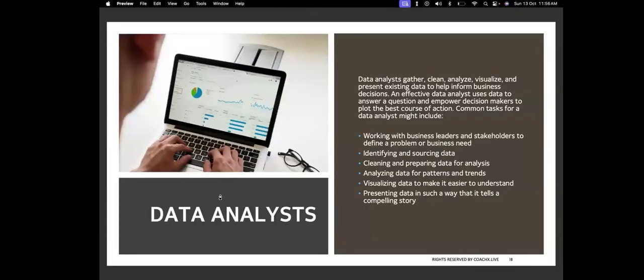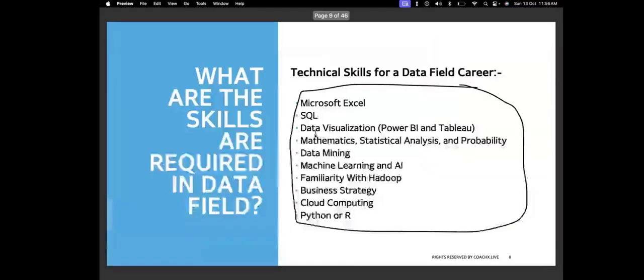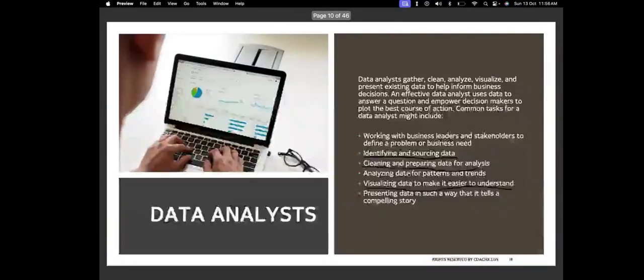So if you become a data analyst, I have already mentioned, if you get a job as a data analyst, your day-to-day activities will be completely working on data, identifying where the data came from, cleaning the data, the raw data that I showed you. You have to clean it. You have to analyze the pattern, create the dashboards, make it easy to understand. So these are going to be your tasks as a data analyst. For that, you are going to need all these skills: Microsoft Excel, SQL, visualization. After that, Python, familiarity with Hadoop, all of these skills are required.